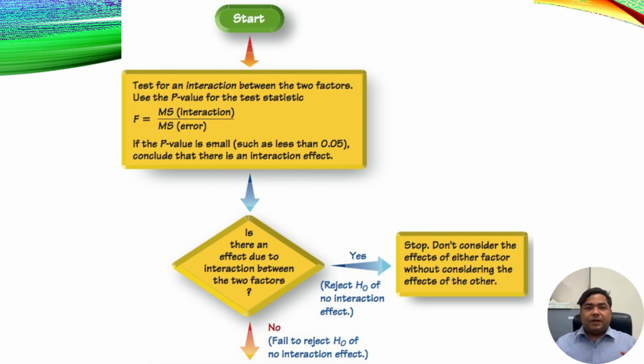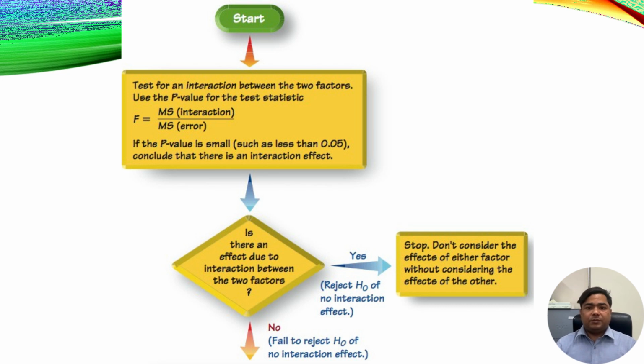After calculating the F value, we check the P value. If the P value is small, for example, less than 0.05, we reject the null hypothesis of no interaction effect. This means there is a significant interaction between the two factors. When an interaction exists, we should be careful.